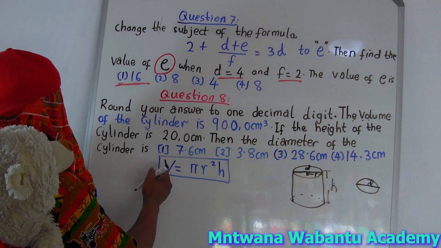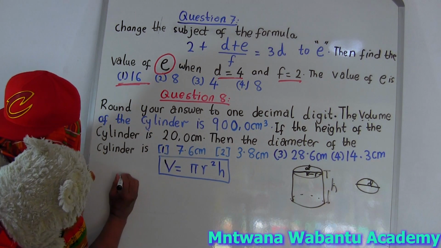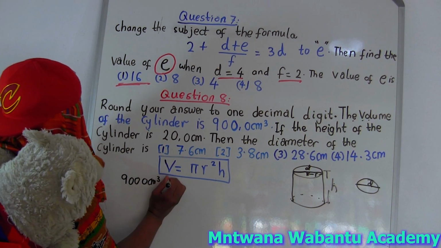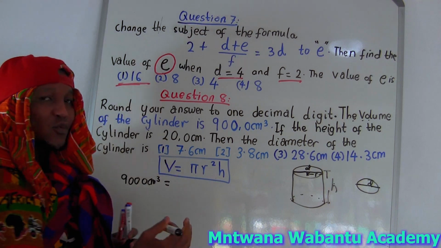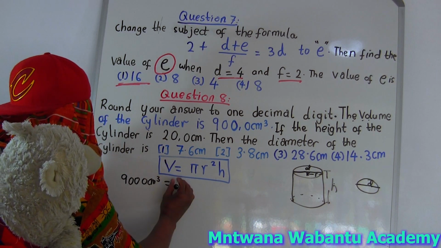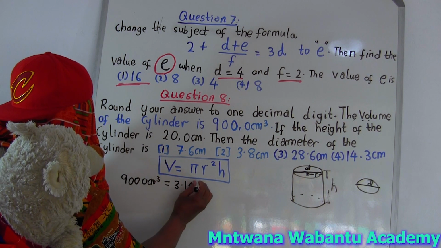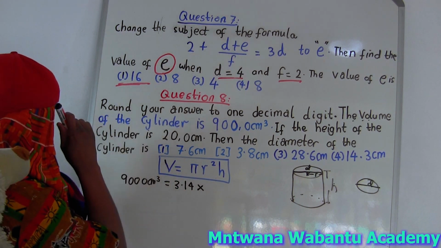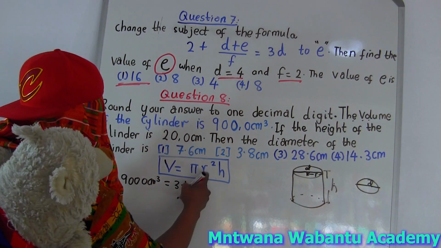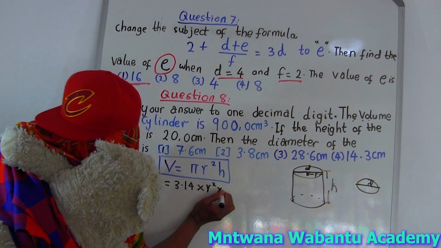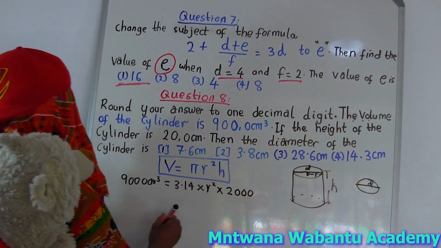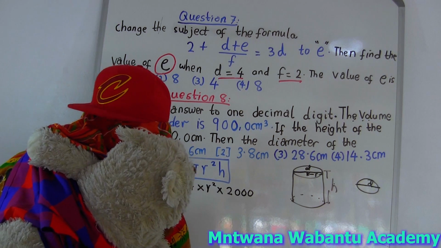Okay, so I can plug in the volume here, which is 900 centimeter cube, equal to pi. Pi is 3.14, so you can just say 3.14 here, or you can leave pi the way it is. So 3.14 times, do you have a radius here? They say the height of the cylinder is 200. Oh, so the radius we don't have, but the height is 200, my apologies.